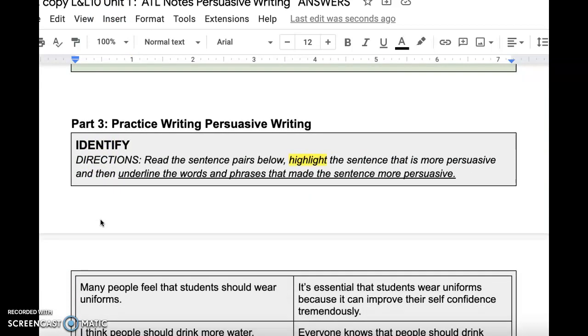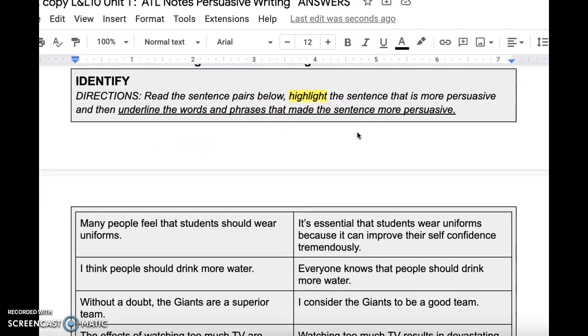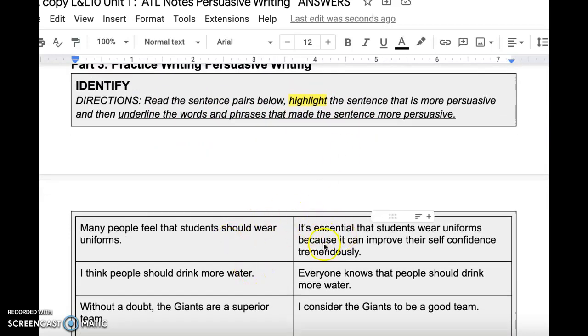Let's go to part 3, where you're going to practice identifying and writing persuasively. The first step is to identify, and the directions are to read the sentence pairs below, highlight the sentence that is more persuasive, and then underline the words and phrases that make the sentence more persuasive. So I'm going to look at this first. I'm going to compare these two.